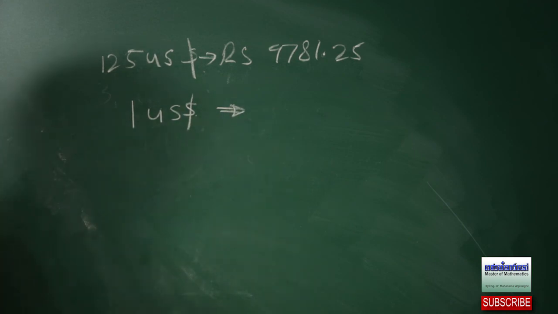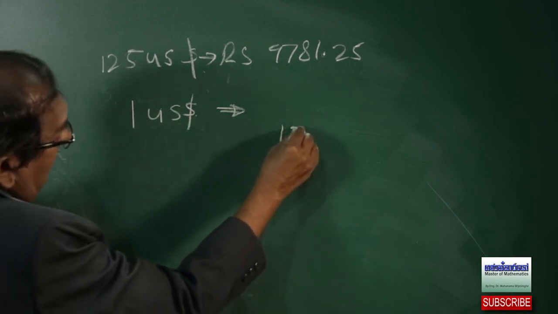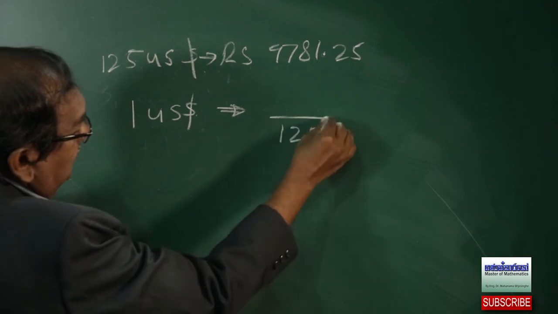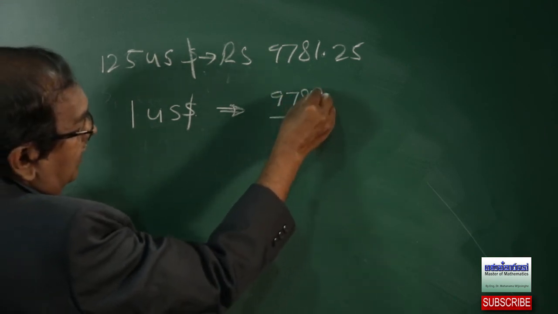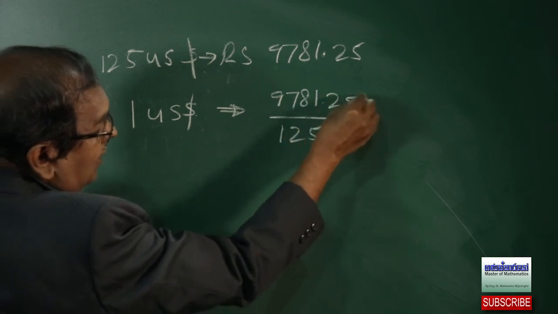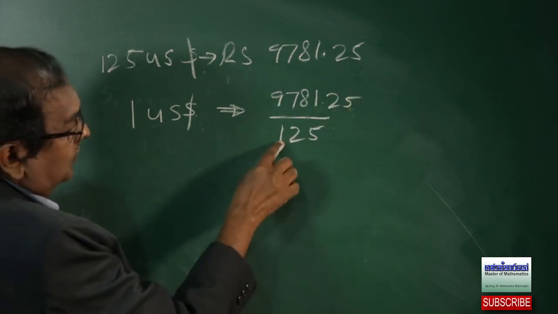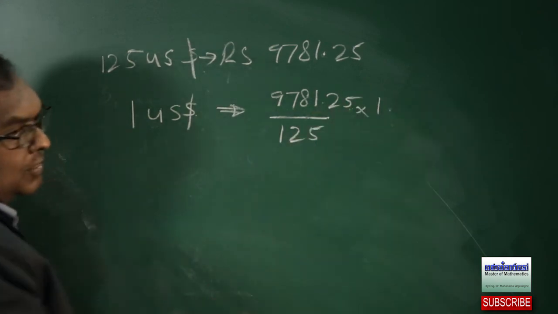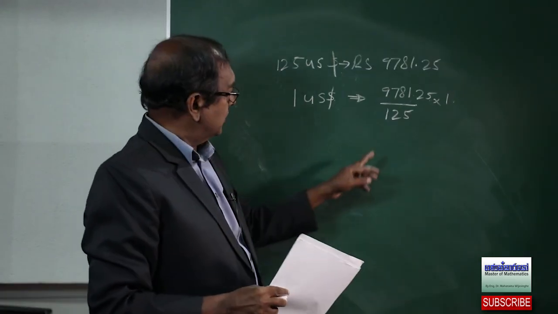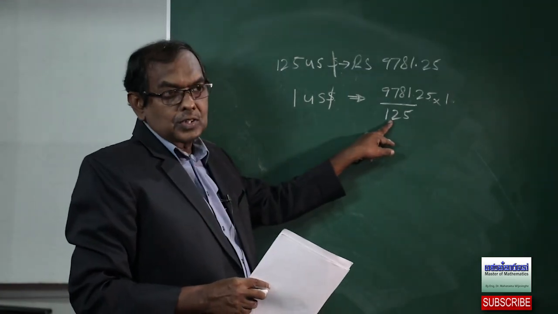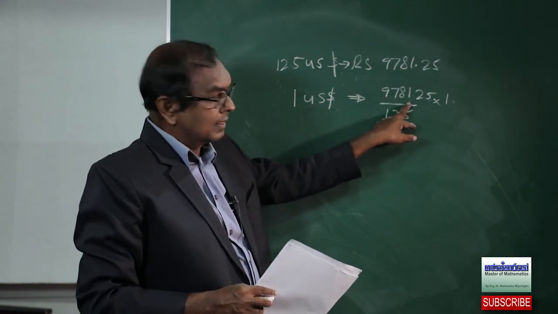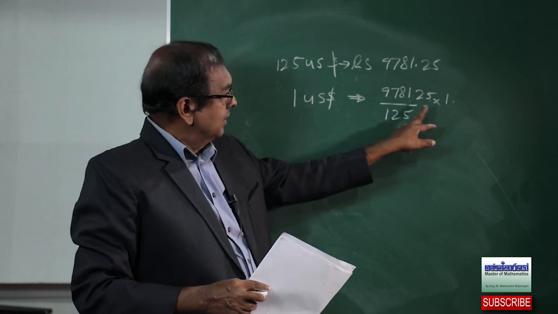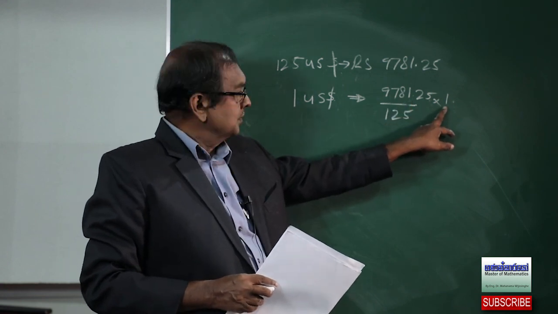How do you get that? 125 US dollars equals 9,781 and 25 cents. Then what is the value of 1 US dollar? 125 US dollars is equal to 9,781.25. Then what is the value of $1?